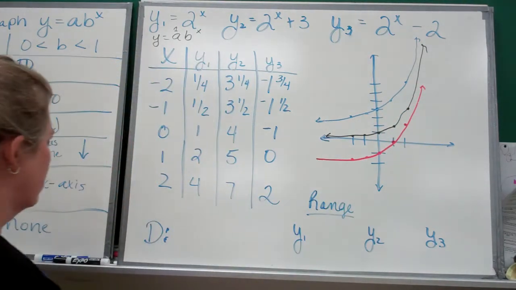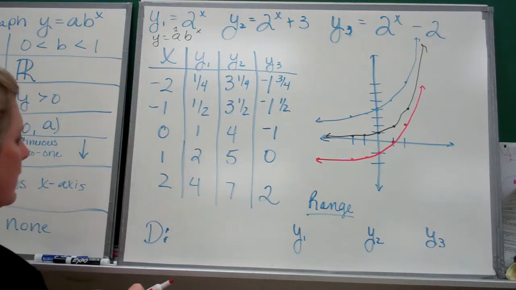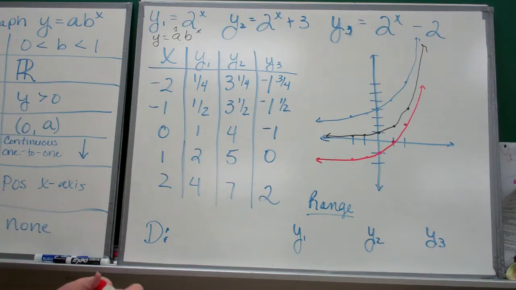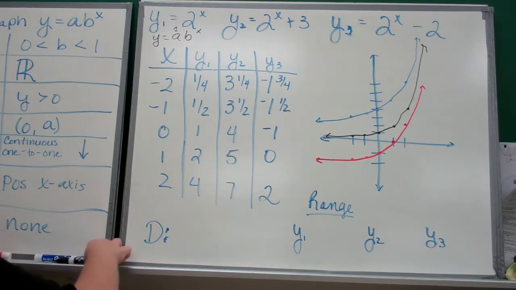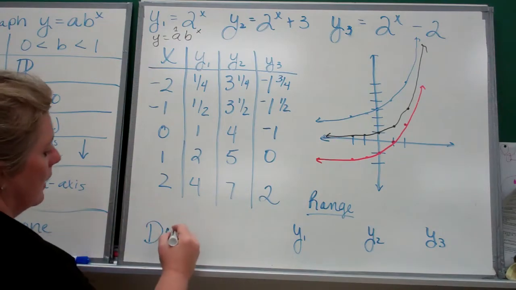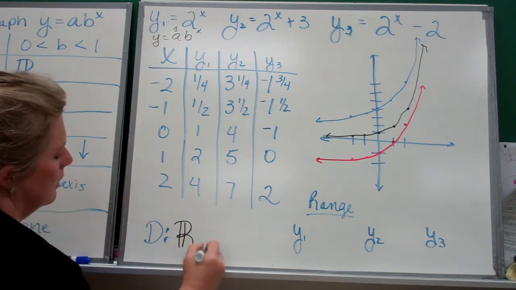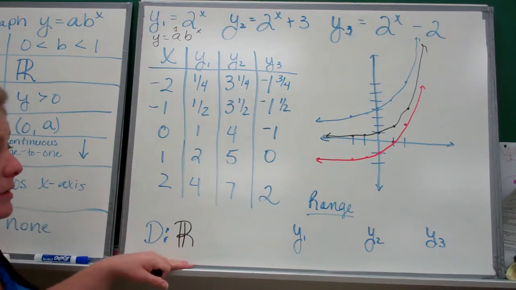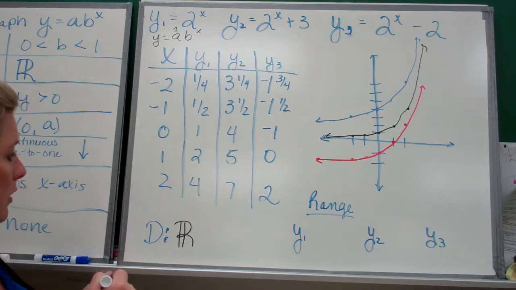Okay, so there's those. Now the domain's going to be all real numbers for all 3 of them. Okay, I can put anything I want in for x. So the domain's going to be all real numbers for all 3 of them.